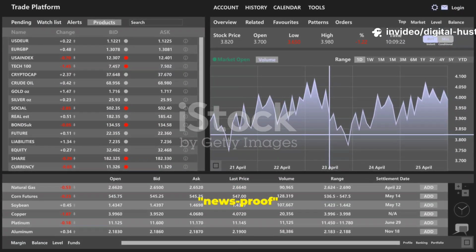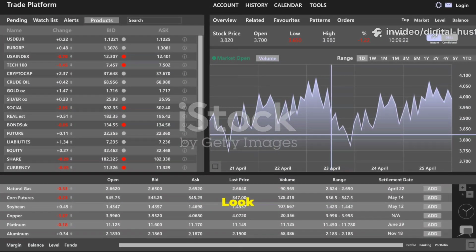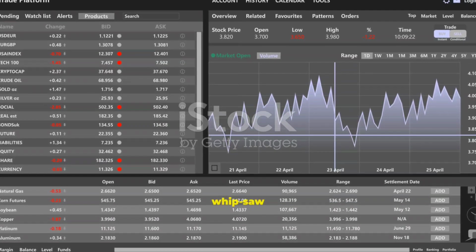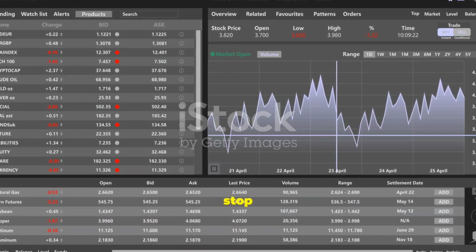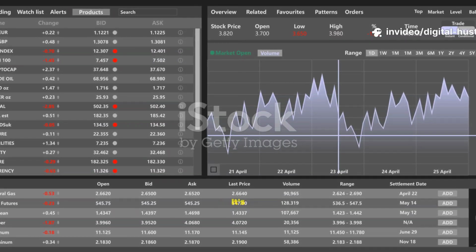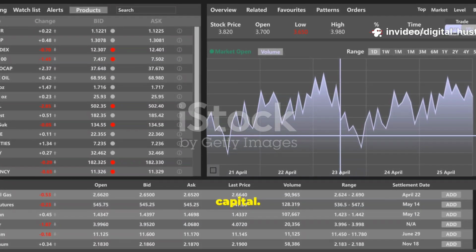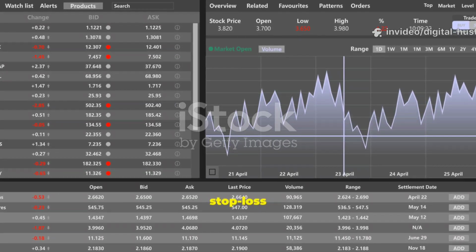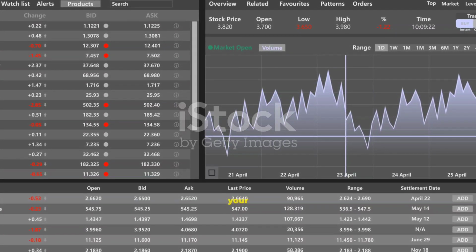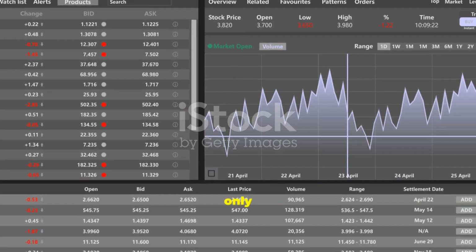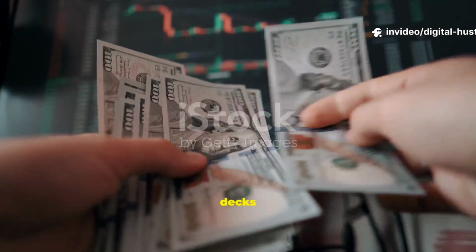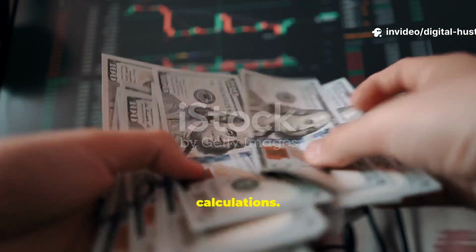Next, newsproof your existing portfolio. Look at any open trades on pairs affected by the US dollar. A violent whipsaw during CPI could easily stop you out of a perfectly good trade. It's often smarter to protect your capital. Consider closing the trade, taking partial profits, or moving your stop loss to break even. Lock in your gains and clear the deck so the only risk you're taking is the one you've deliberately planned for the event. With the decks cleared, it's time for pre-flight calculations.